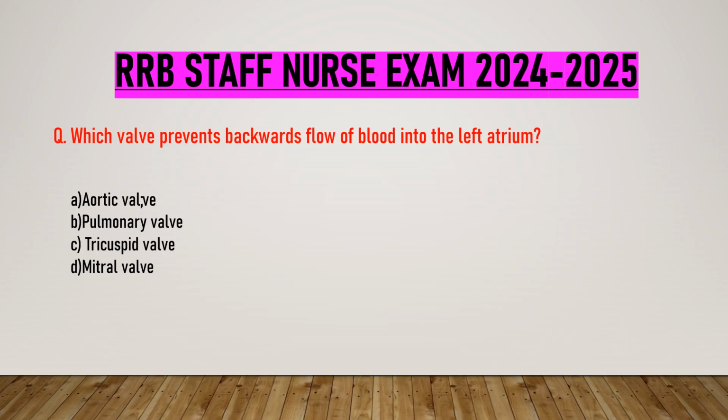Which valve prevents backward flow of blood into the left atrium? Options are aortic valve, pulmonary valve, tricuspid valve, mitral valve. Answer is option D, mitral valve.